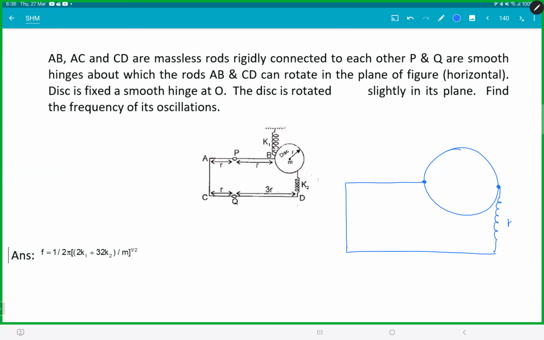connected to a spring. This is K2. This is connected to another spring, K1. So basically the rod and the springs are not connected. They're just side by side. So this is a hinge. Other than that, you have point P, and point Q is also a hinge.